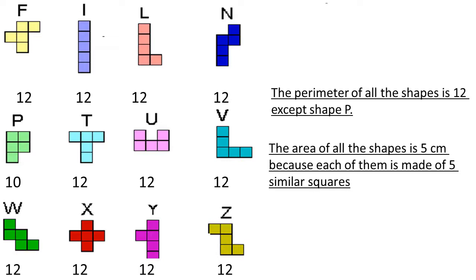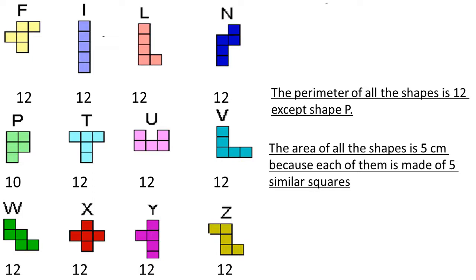And you know how to find out the perimeter. Simply count the boundary of the shapes, and if you keep on counting, you'll find that the perimeter of these shapes is 12 except shape P. So remember, only P is different, otherwise all the perimeters are the same, that is 12.